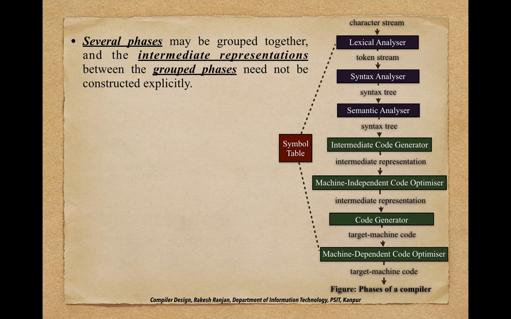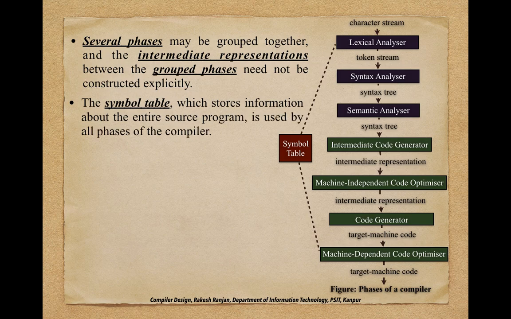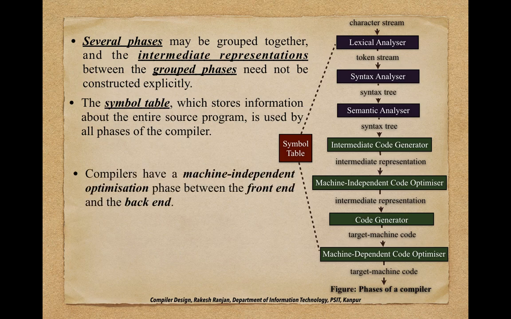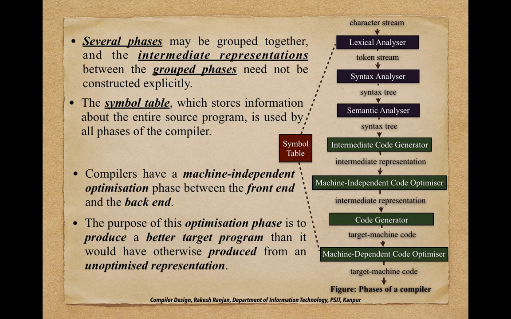Several phases may be grouped together, and the intermediate representation between the grouped phases need not be constructed explicitly. A symbol table, which stores information about the entire source program, is used by all the phases of the compiler. The compiler has a machine-independent optimization phase between the front end and back end. The purpose of optimization is to produce a better target program than would otherwise be produced from an unoptimized representation.